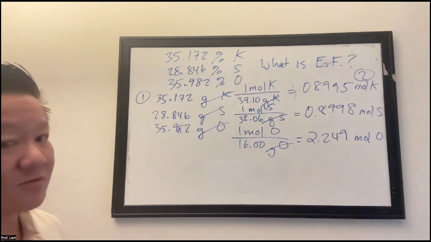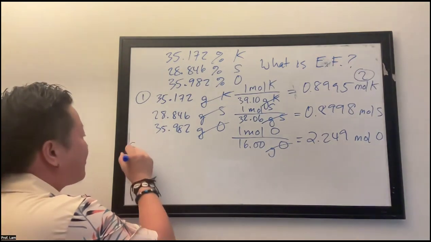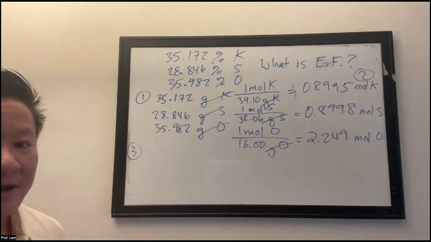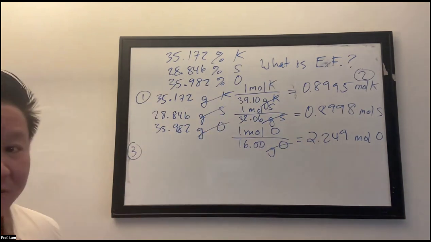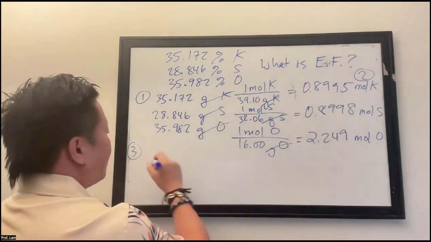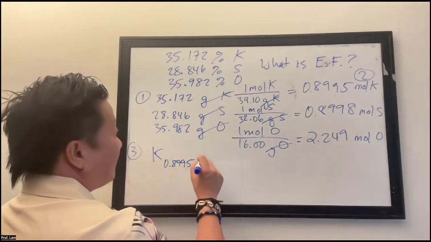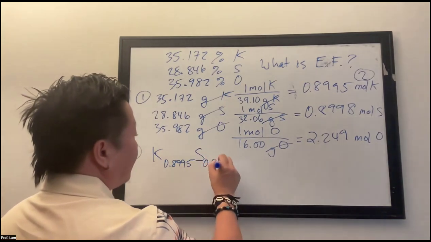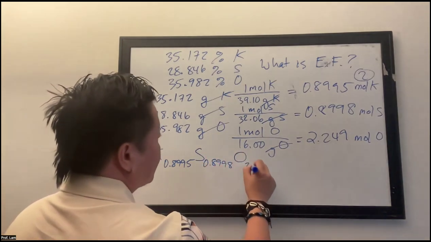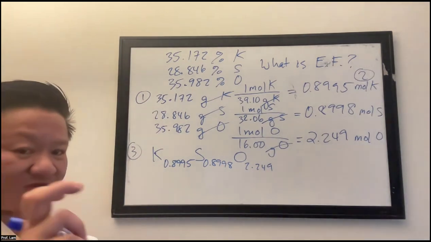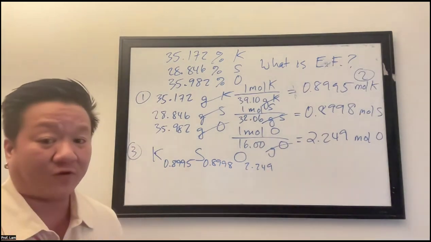Okay, so this was my step 2, right, everybody? Turning the grams into the mole. We get to my step 3. Step 3 says, write a pseudo formula using moles as your subscript. So what's my pseudo formula? Well, potassium is 0.8995, sulfur is 0.8998, and oxygen is 2.249, right? So why is it called a pseudo formula? Pseudo means fake. This is obviously a fake formula.